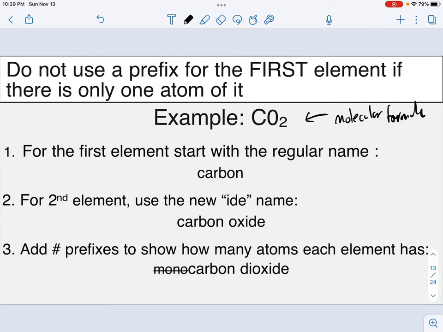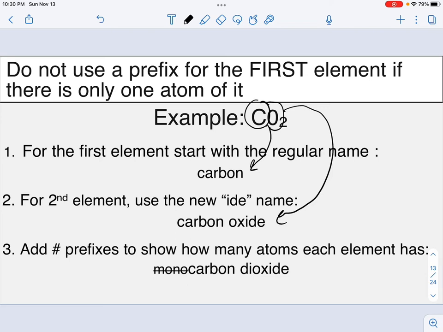So, let's start with our rule. For the first element, you start with the regular name, okay? So what's our first element? Our first element is C. That is carbon. We're just going to write carbon, and we're going to leave it at that. What's our second element? O. That's oxygen. But rule number 2 says for the second element name, we're going to use its new transformed "ide" name. So oxygen will become oxide.